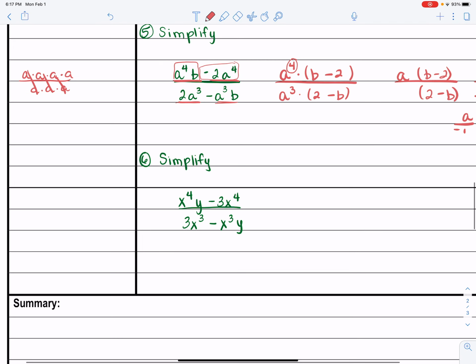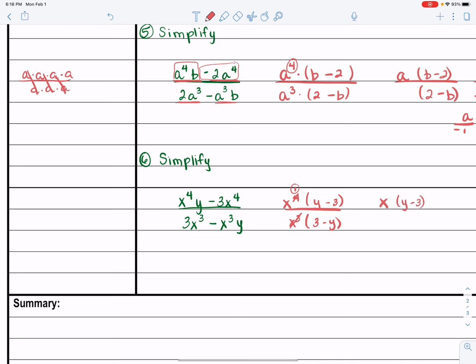All right, number 6. Again, we are just being asked to simplify. So if I look at x to the fourth y minus 3x to the fourth, I notice both terms have an x to the fourth. I'm left with y minus 3. On the bottom, I notice both terms have an x cubed. I'm left with 3 minus y. So this is very similar to the one we just did. Your x's cancel out, but you're left with a 1 on top, because the 4 started out bigger, and when you subtract, you have 1 left over.